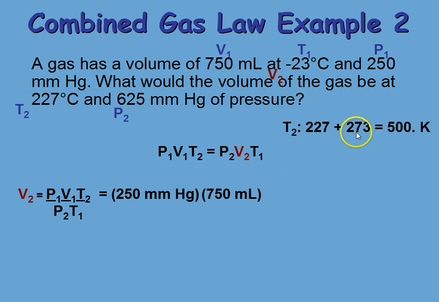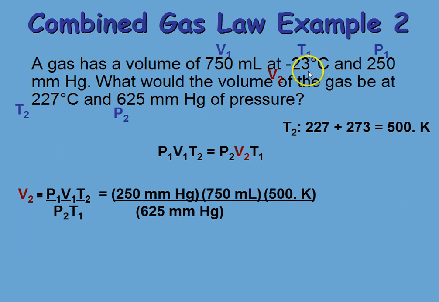And so if I add 273 going from Celsius to Kelvin, I get 500. Kelvin. The decimal place is there because I want to keep the same number of digits either before or after the decimal as in my initial Celsius temperature. I'm then going to divide by P2. Because P1 and P2 have consistent units, I don't have to do anything with that.